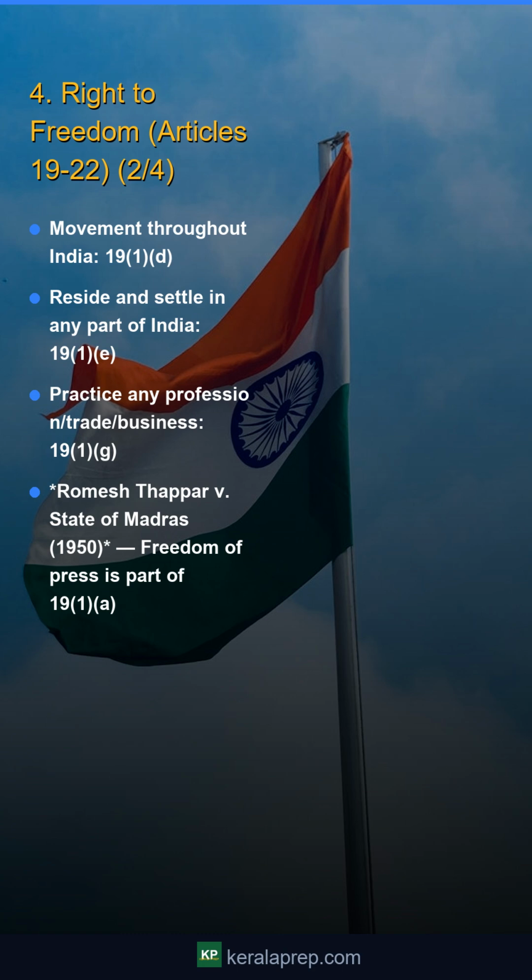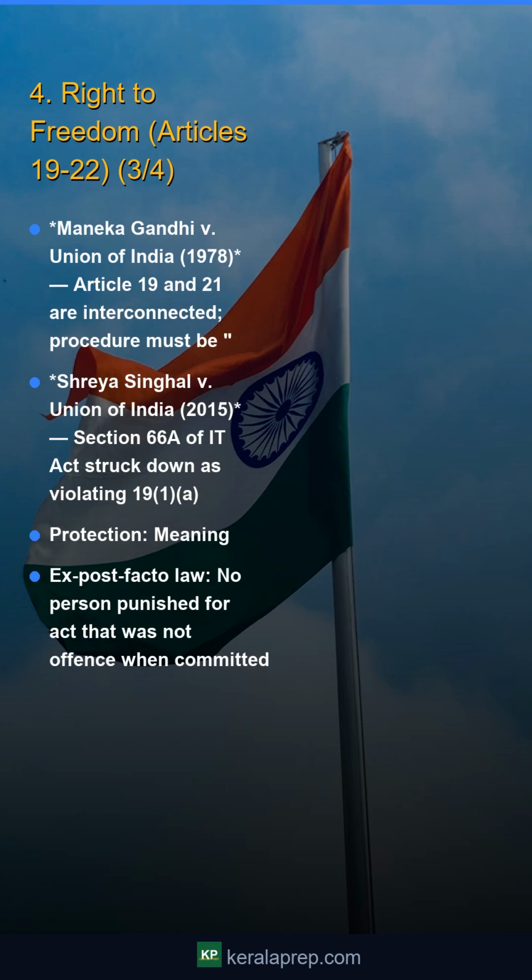Romesh Thappar v. State of Madras, 1950: freedom of press is part of 19(1)(a). Maneka Gandhi v. Union of India, 1978: Article 19 and 21 are interconnected, procedure must be fair. Shreya Singhal v. Union of India, 2015: Section 66A of IT Act struck down as violating 19(1)(a).